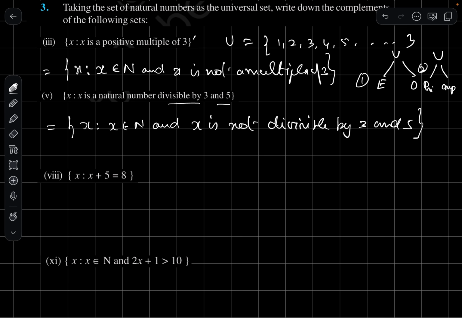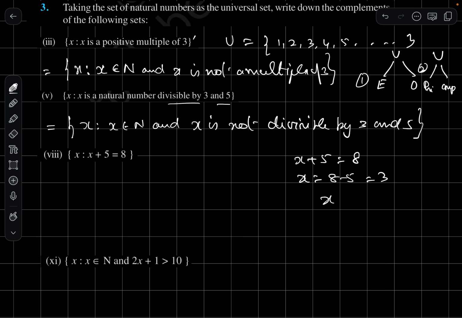Now come to the eighth problem. What are you going to do with the eighth problem? Now the eighth problem they have given as a linear equation, isn't it? x plus 5. So let us first solve this one. x plus 5 equal to 8. Therefore x equal to, plus 5 goes to that side, minus 5, that is equal to 3. So your solution is x is equal to 3. So if it is 3, I can write this as a set containing 3.